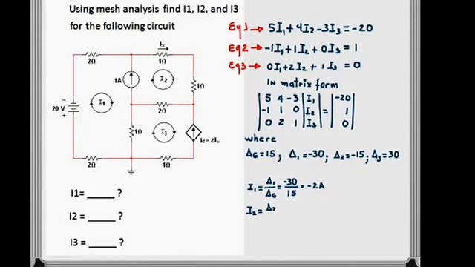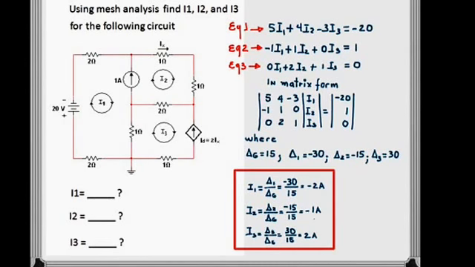Current I sub 2 is going to be determinant 2 divided by the general determinant, which is minus 15 divided by 15, equal to minus 1 amp. And current I sub 3 is going to be determinant 3 divided by the general determinant, 30 divided by 15, and is going to be positive 2 amps. And those are the currents for this problem.